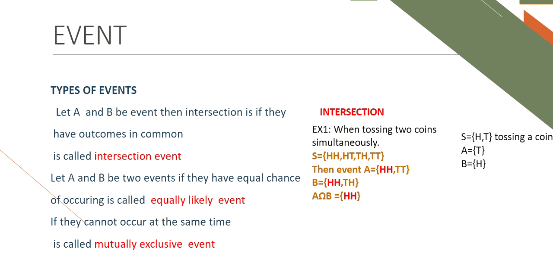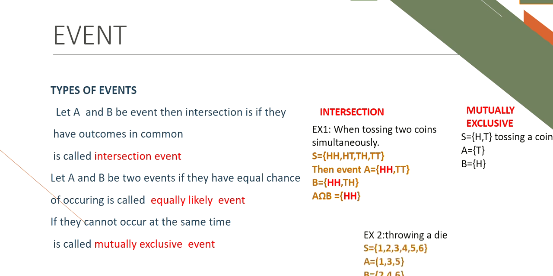When I toss a single coin, event A contains tail and event B contains head. Here both cannot occur at the same time. When I toss a single coin, either head should occur or tail should occur. Both cannot occur at the same time. So what kind of event is it? It is mutually exclusive, that means they cannot occur at the same time, right?